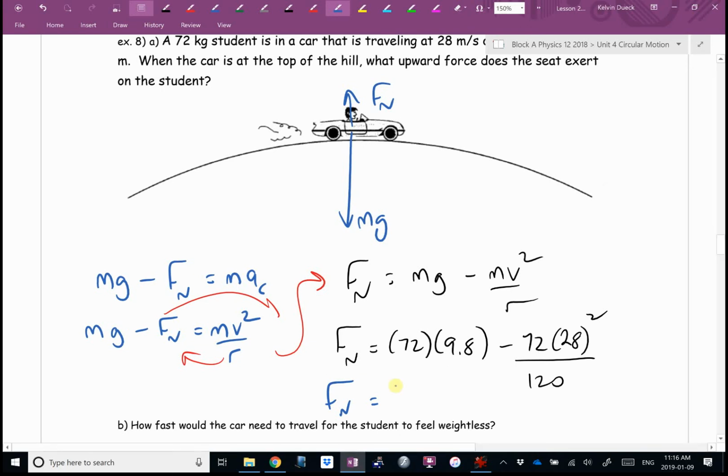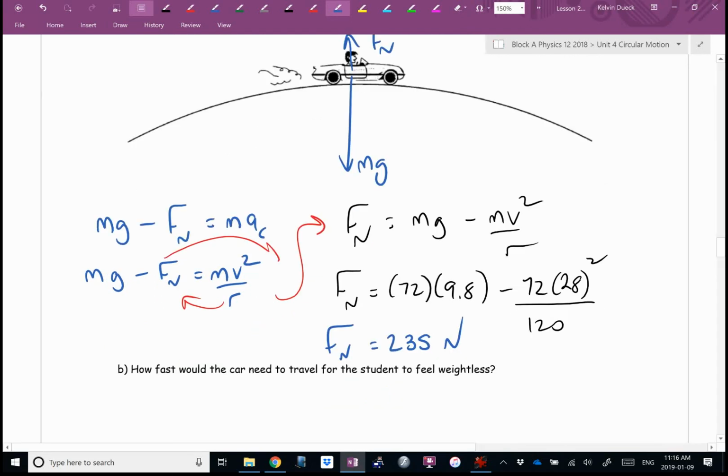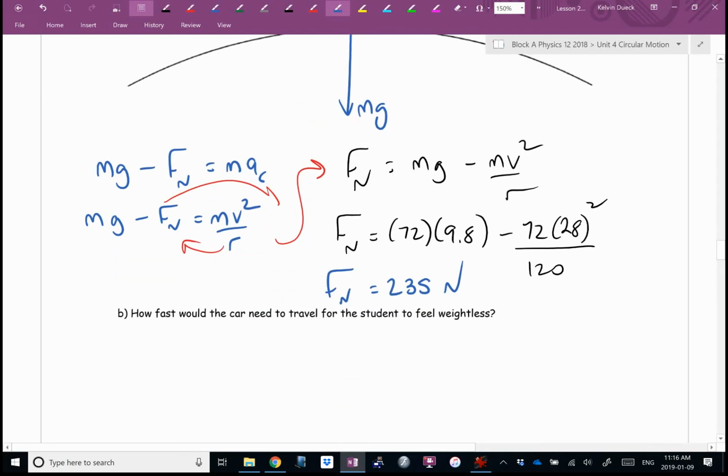Yeah? What's the person's normal? 72 times 9.8. Can you crunch that really quickly? So at the top of the hill, do you feel lighter or heavier? That's the stomach feeling. How fast would we have to go in order for you to feel completely weightless? If you feel completely weightless, what's the normal force equal to?